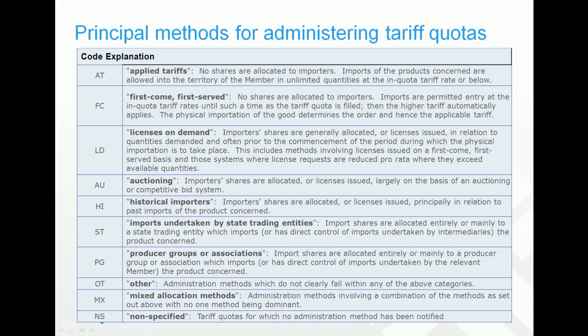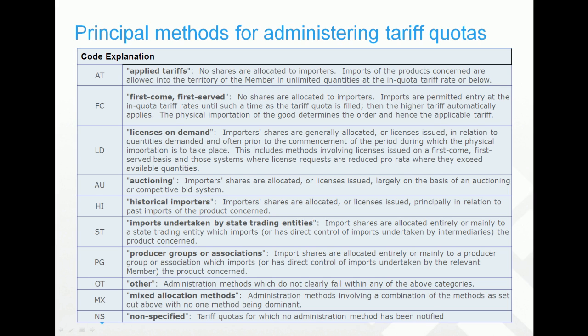Another method for administering tariff rate quotas is the first-come, first-served method, where imports are permitted entry at the in-quota tariff rate until the quota is filled. The licenses on demand method may work in a similar way, but the first-come, first-served mechanism applies to the order of requests for licenses here, instead of the physical arrival of the goods.